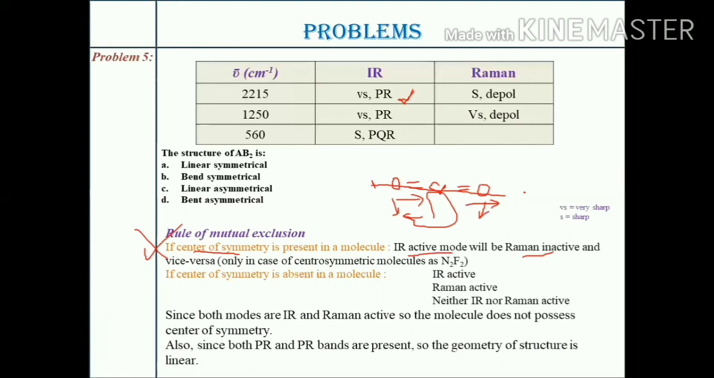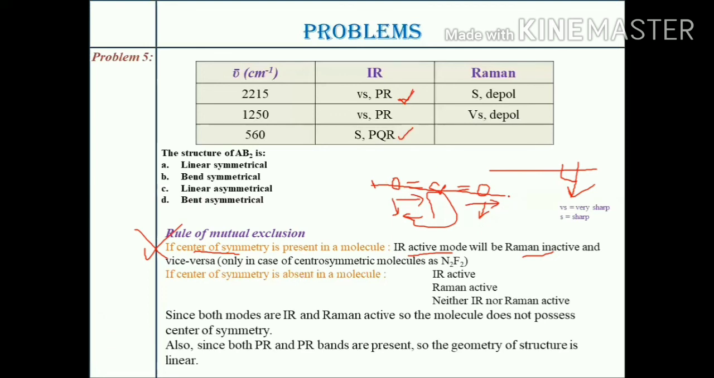Okay, so in the bending mode of vibrations, the bending is perpendicular to the axis of symmetry. This was the axis of symmetry of the molecule, and if my bending is taking place in this direction, then definitely I will say that it is perpendicular to the axis of symmetry. So in that case, when it is perpendicular to the axis of symmetry, these molecules will have a PQR band.